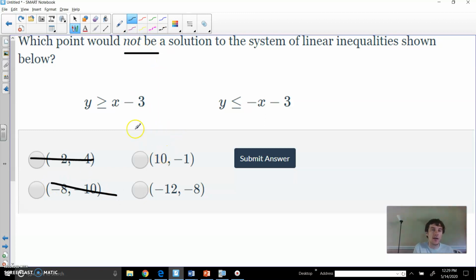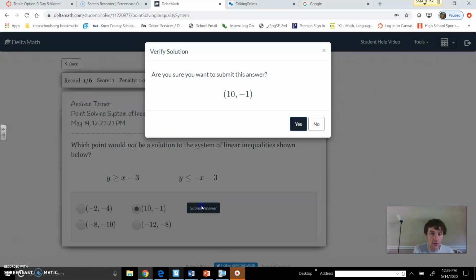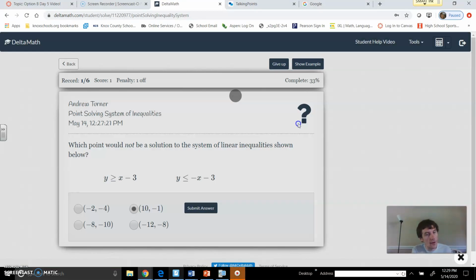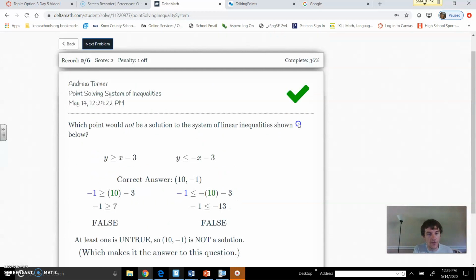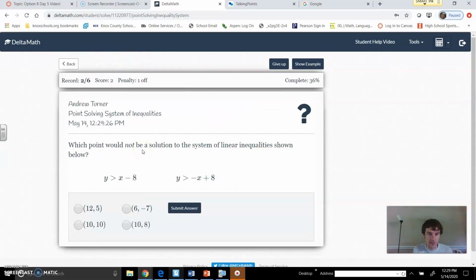So let's try, okay, 10 is your x. 10 minus 3, that'd be 7. -1 is not greater than or equal to 7. So that one right here is really causing the inequality to not be true. And so it's not always, hopefully, that top right corner answer, but always just plug in the values and see which one you think works the best.